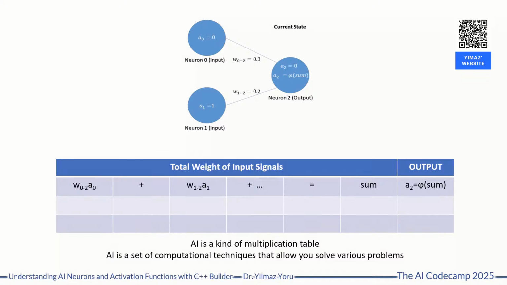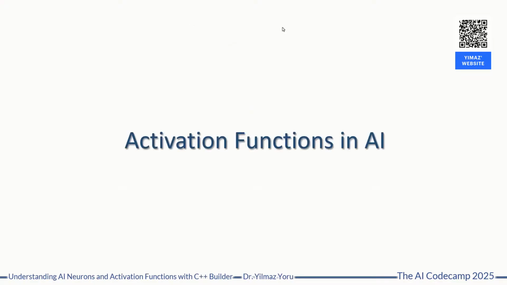AI is a set of computational techniques that allows you to solve various problems. In today's AI technology, we have machine learning and deep learning technologies, and we are using activation functions a lot. So it is very important to decide your activation function very well and very fast in algorithms. This affects your computational speed, your results, and the performance of your AI application.